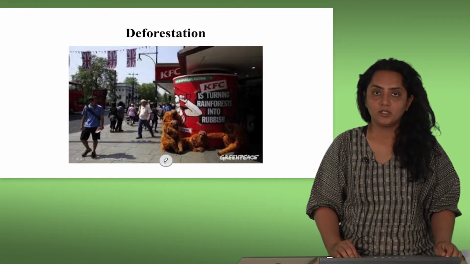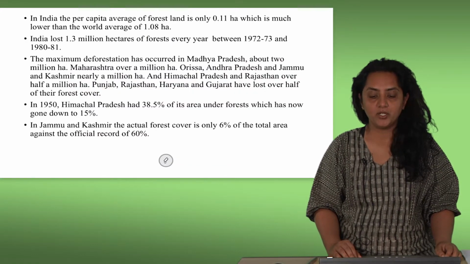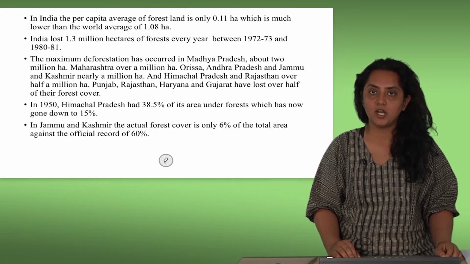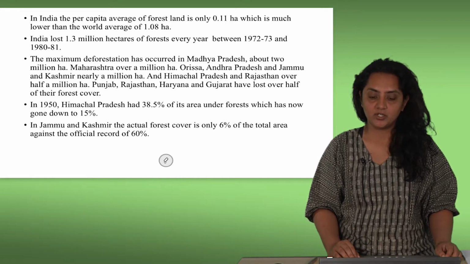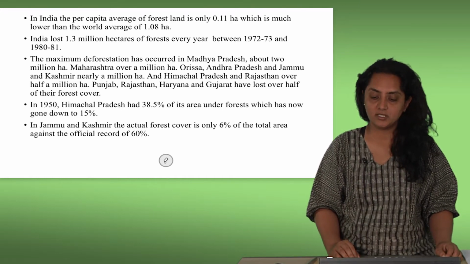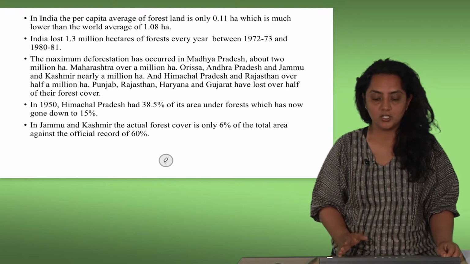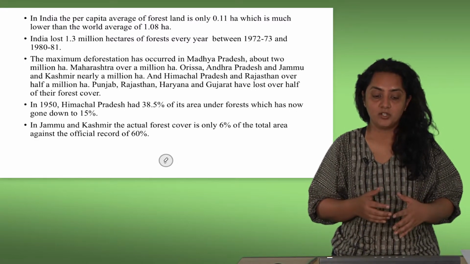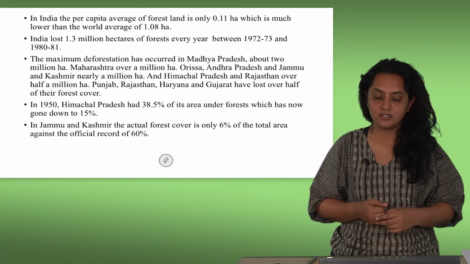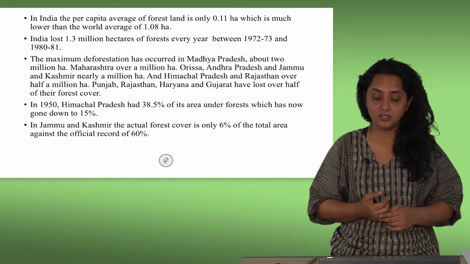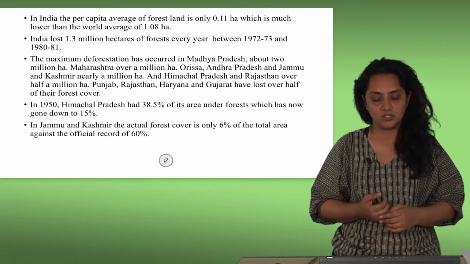The last topic that we would like to cover is deforestation. In India, the per capita average of forest land is only 0.11 hectares, which is much lower than the world average of 1.08 hectares. India lost 1.3 million hectares of forest every year between 1972 to 73 and 1980 to 81. The maximum deforestation has occurred in Madhya Pradesh, about 2 million hectares, Maharashtra over a million hectares, Orissa, Andhra Pradesh and Jammu and Kashmir nearly a million hectares, Himachal Pradesh, Rajasthan over 500,000 hectares. Punjab, Rajasthan, Haryana and Gujarat have lost over half of the forest cover.